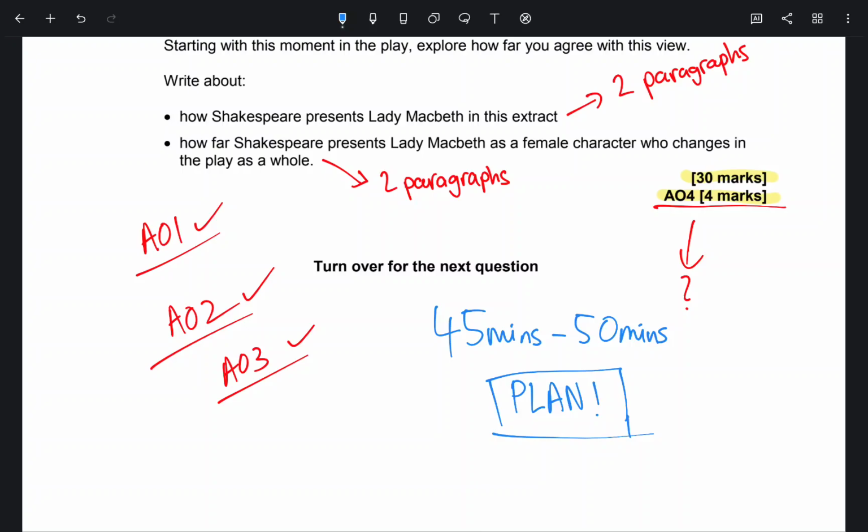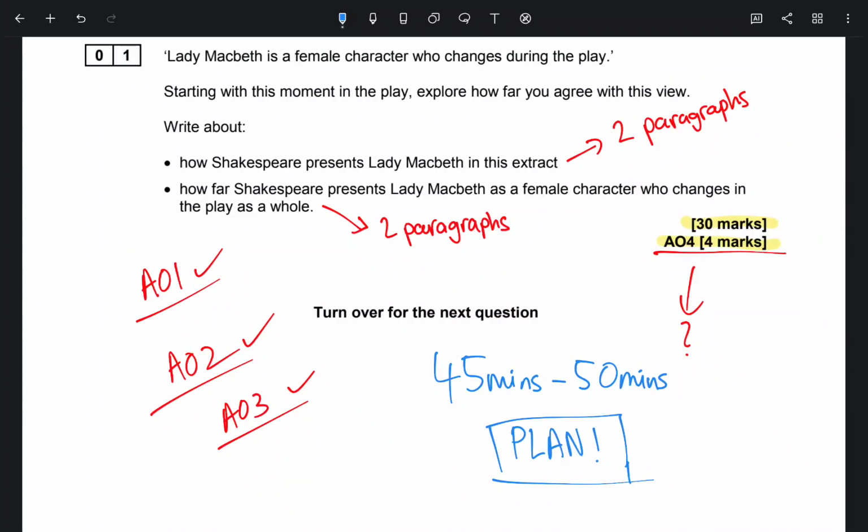So that's something that I would advise you all to do. Essentially, just to summarize, you're looking to write 4 paragraphs for this question, 2 for the first bullet point, 2 for the second one. And remember, you need to learn your quotes prior to going into the exam, because that will give you an advantage. Try to learn a range of quotes, so that will help you answer this question.